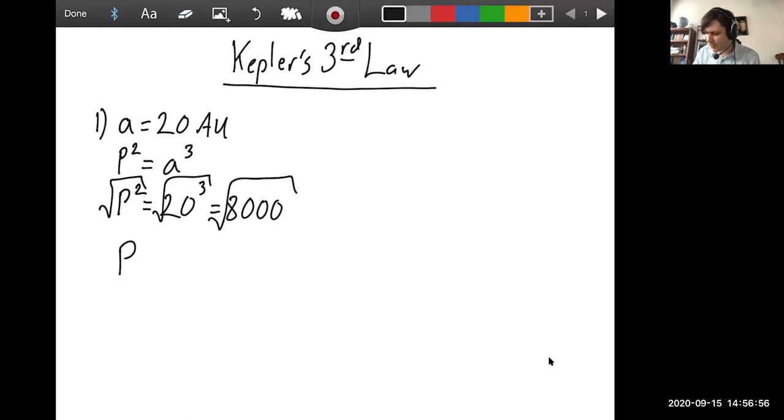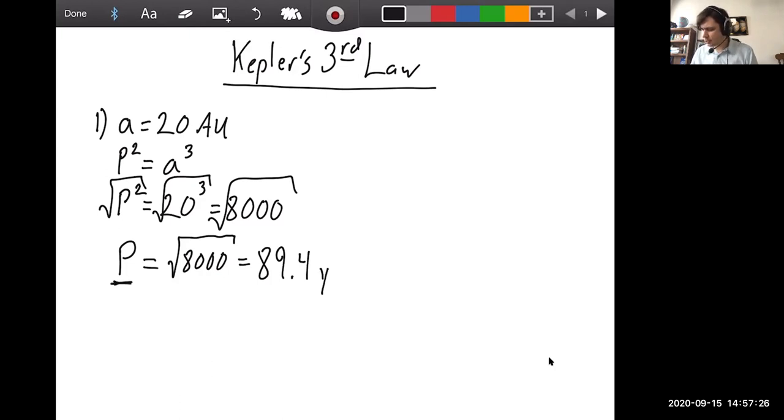So I get p equals the square root of 8,000. Now I'm going to pull out my calculator. So go ahead and do this as well. I'm going to take the square root of 8,000 and I get 89.4, and I'm only going to go to the first decimal point here. I'm solving for a period, a time, so I'll make sure I put my unit, years. Box in the answer because I'm proud of it. There we go. Not so bad.